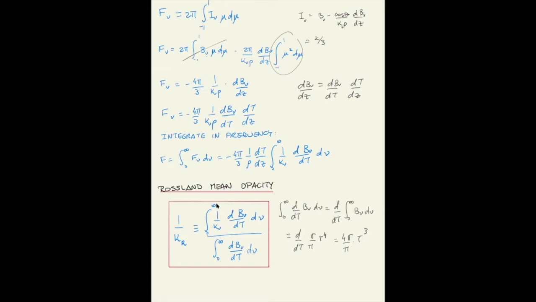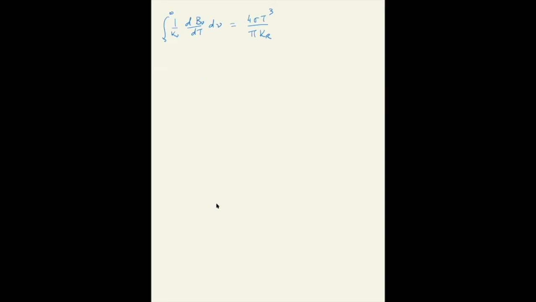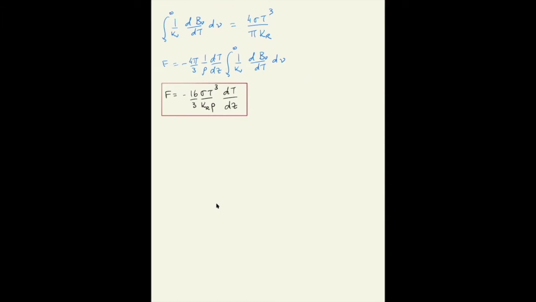If the denominator is (4σ/π)T³, then the integral is 4σT³/π over the Rosseland mean opacity. So you can substitute this integral into the flux. So then finally you have the flux. This defines the temperature gradient that carries the flux if it is carried by radiation. The Rosseland approximation is a very good approximation for the optically thick case, when the optical depth is much, much bigger than 1.